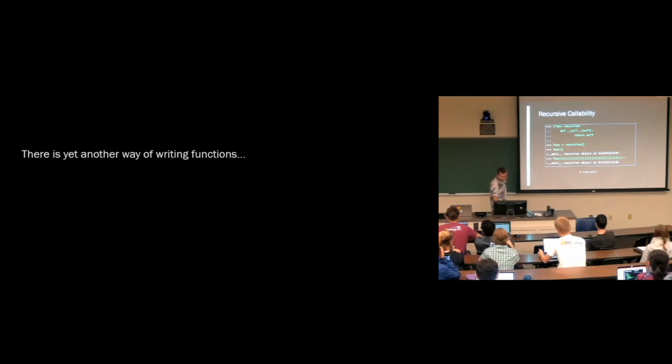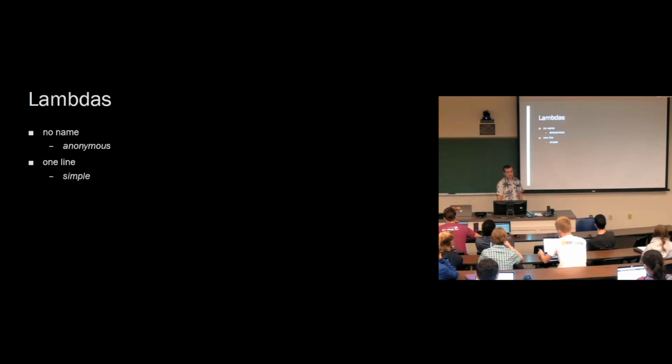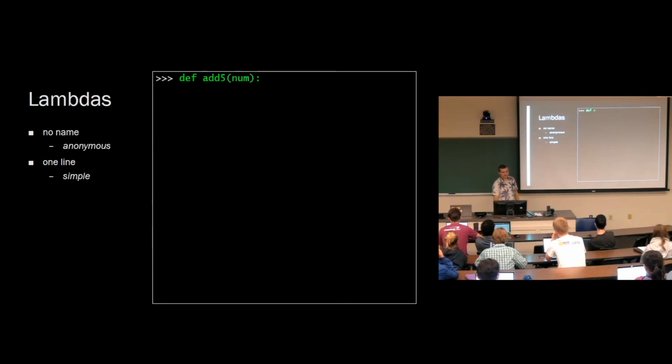All right. So we've seen two ways of writing functions so far. We've seen def, and we've seen class dunder call. There's a third way, and that is lambda expressions. Who here has written a lambda expression in Python? A couple people. Okay, cool. It's just another way of writing functions. That's all there is to it. Except that these functions are a little bit more constrained. They don't have a name, and they're one line. And they have to be one line.